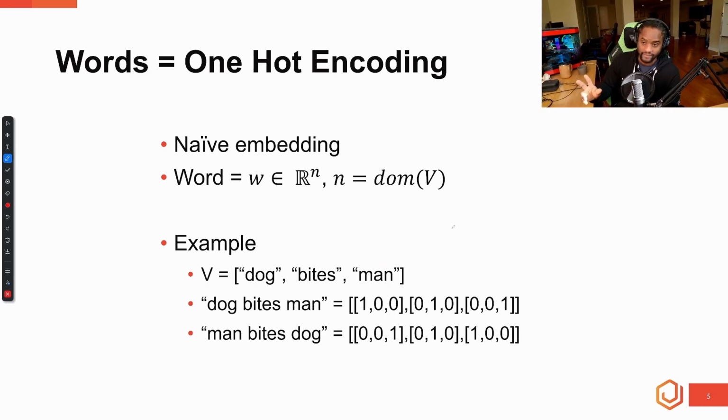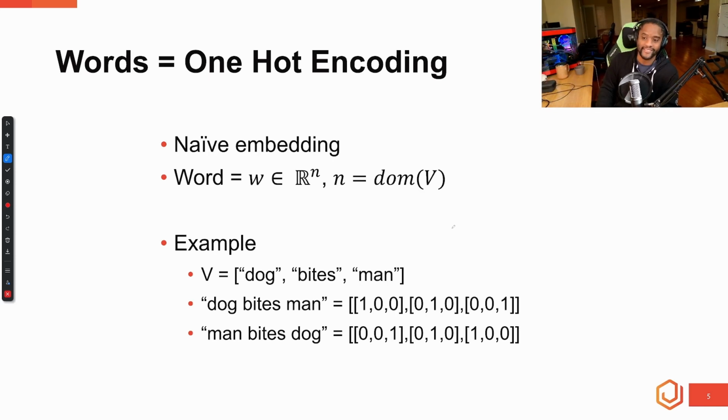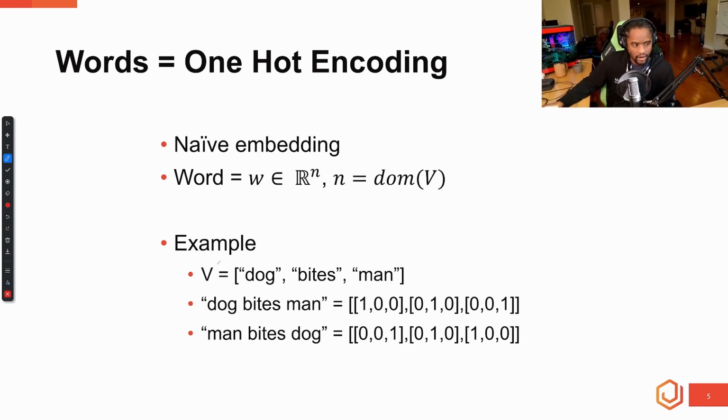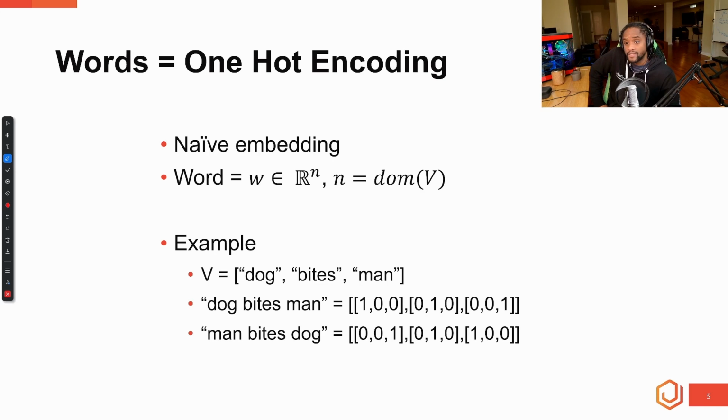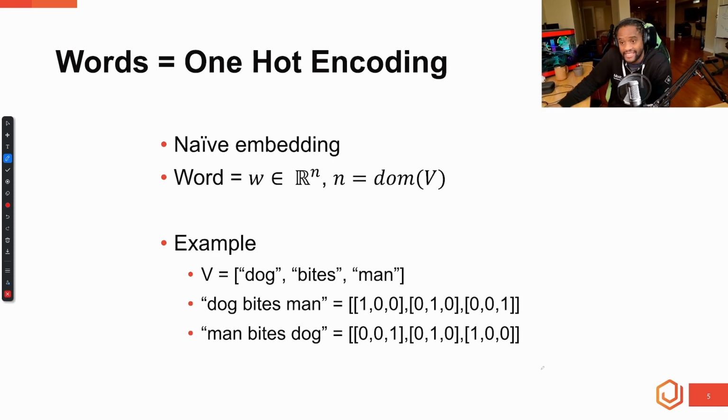Now, question for the audience. Does your vocabulary always have to be all the words in the English language? Think about it and drop something in the chat. I'm going to move on, but I'm going to watch the chat to see if anyone answers this question. The question is, in practice, when you train a neural network, and you're just using one-hot encodings, do you always have to use a representation that captures all the words in the English language?